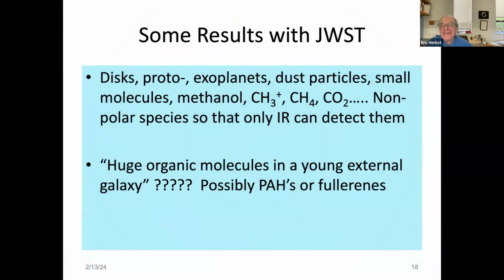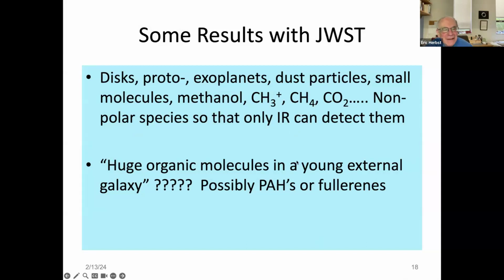Now, some new results from this JWST. A lot of this is astronomy more than astrochemistry, but one sees these disks, which eventually will become stars. There are exoplanets. You can see these things, and you can see the molecules in the gas around them. These molecules, these are simple ones that are well known. This one is very unusual, but we're talking about molecules that don't have dipoles. So they have vibrating dipoles and can be seen in the infrared.